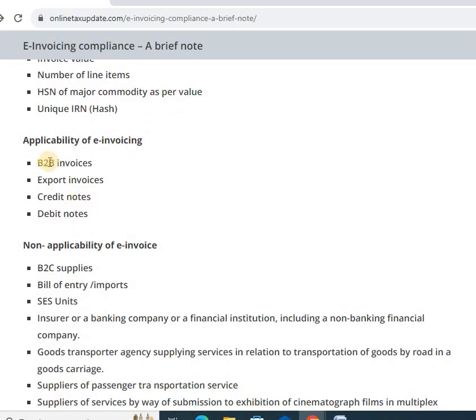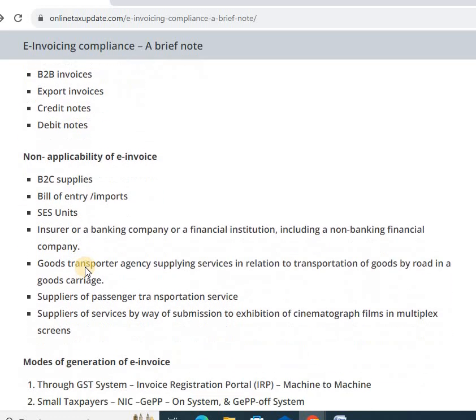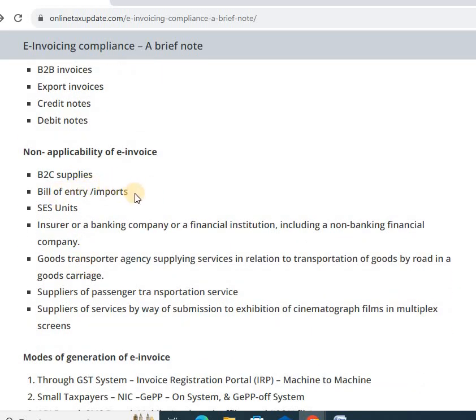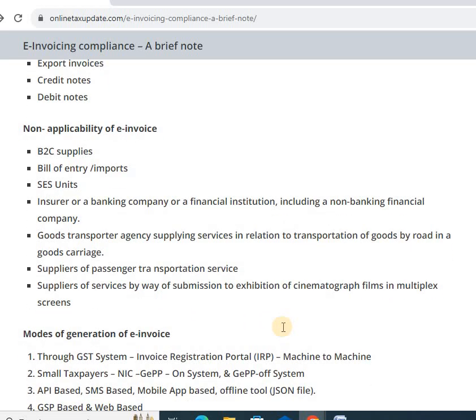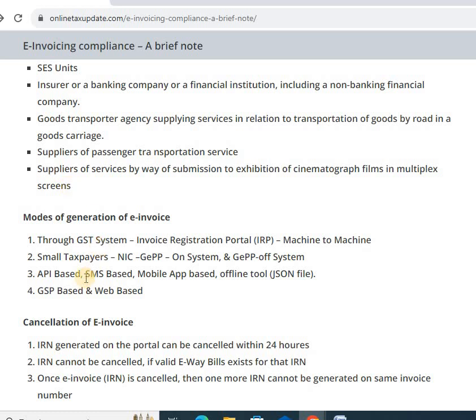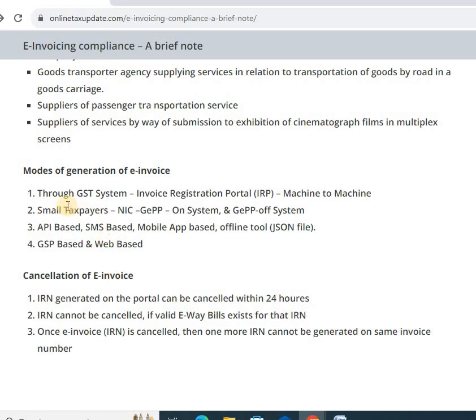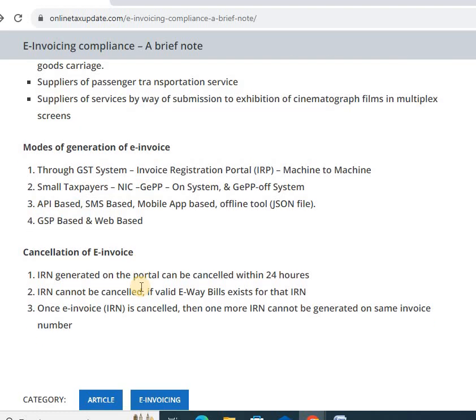Applicability of e-invoice is on B2B invoices, export invoices, credit notes and debit notes. Non-applicability: B2C is not applicable, bill of entry not applicable, SEZ, insurance or banking company, goods transport agency, supplier of passenger transport service, supplier of service by way of admission to exhibition of cinematography film in multiplex screen. Mode of generation of invoice through GST system: small taxpayers can generate through NIC. API based facilities are also there.